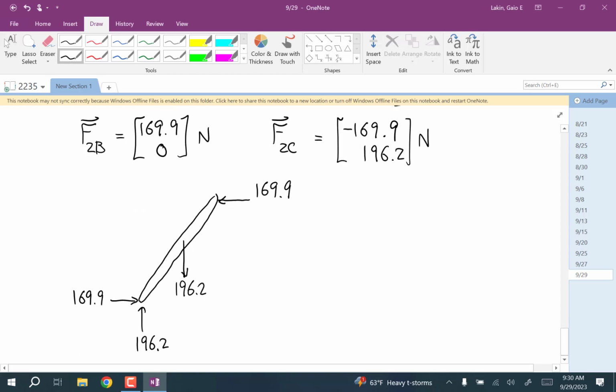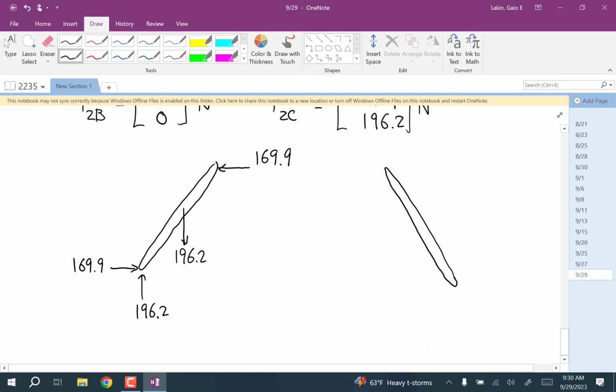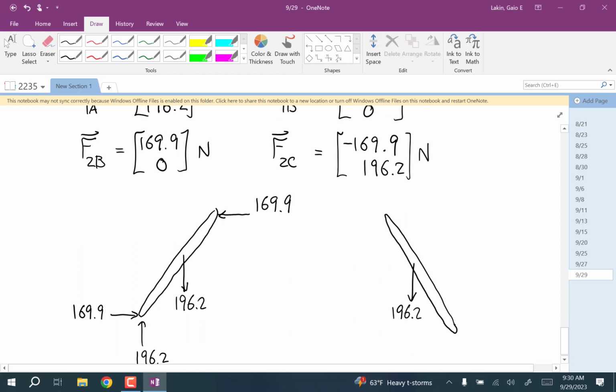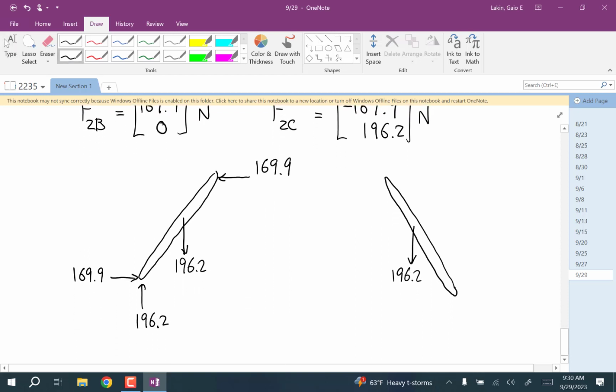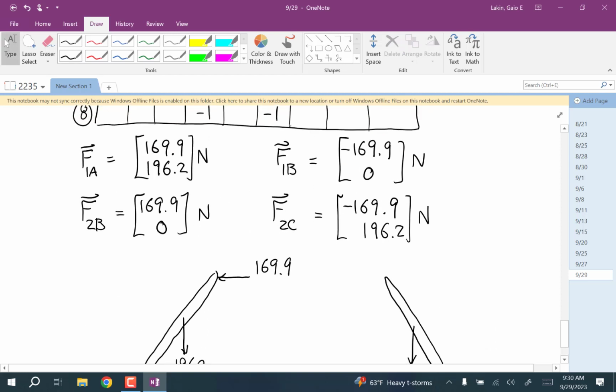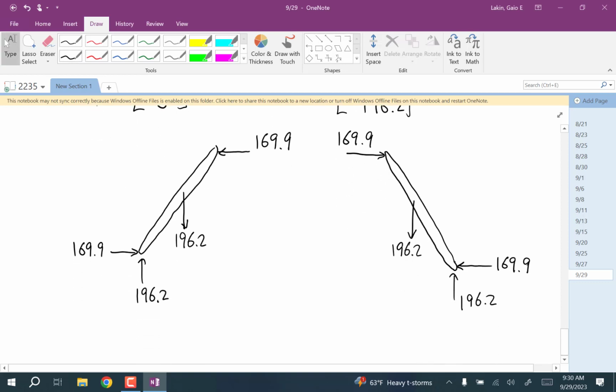And then on the other member, we have the weight force of 196.2. We have a horizontal force this way of 169.9, an upward force of 196.2. And then at B, we have a force in the negative x direction of 169.9. Okay, so there's the complete free body diagram.